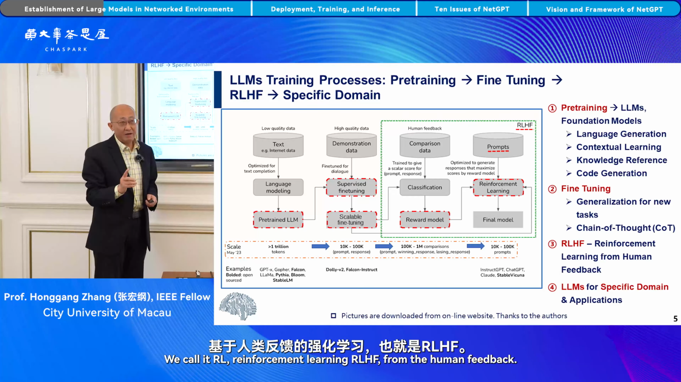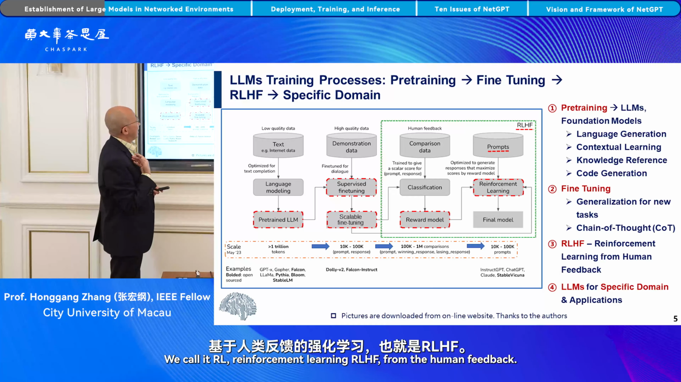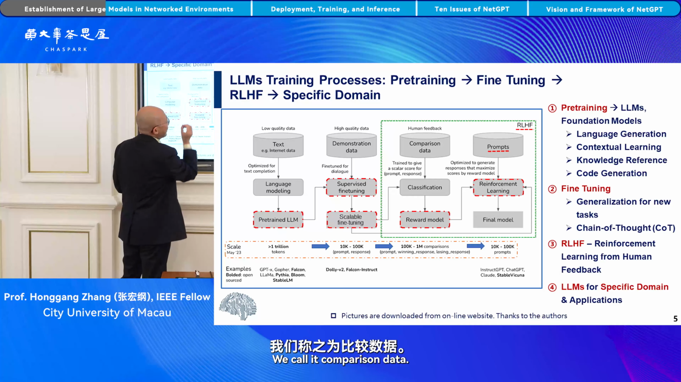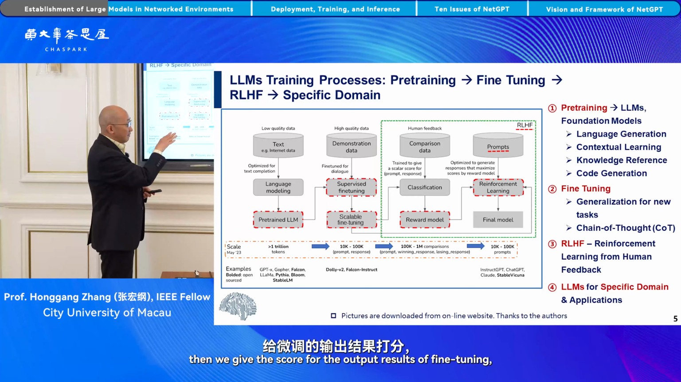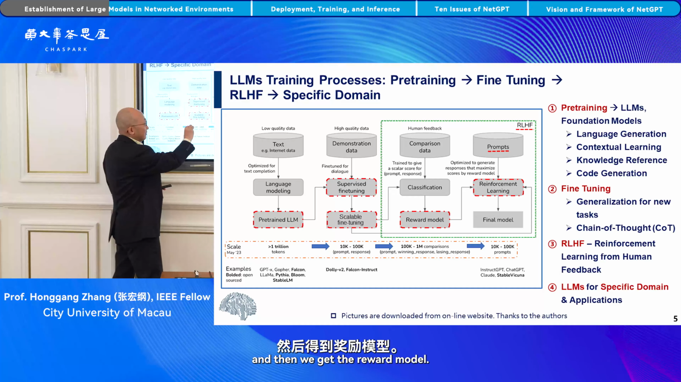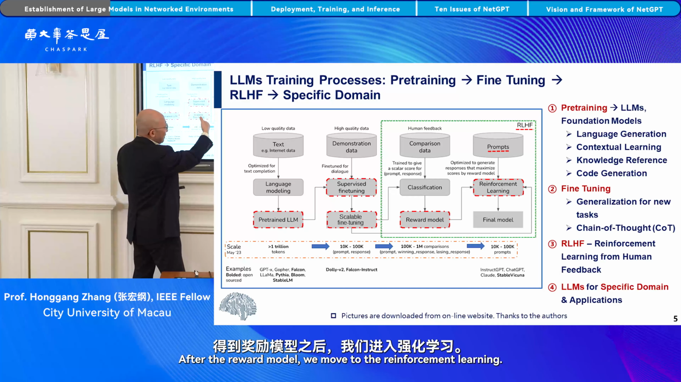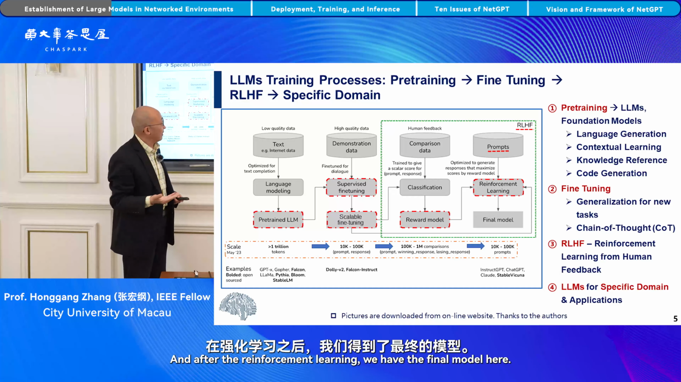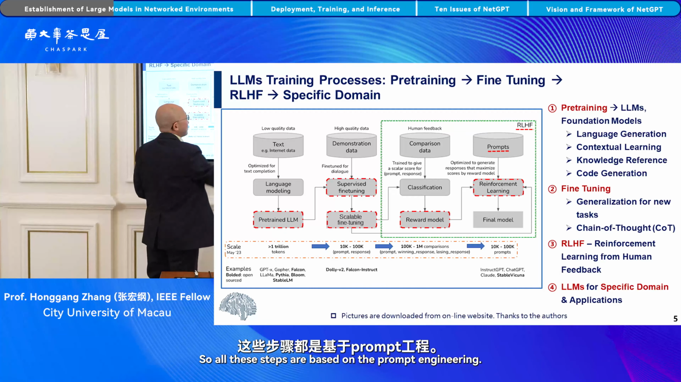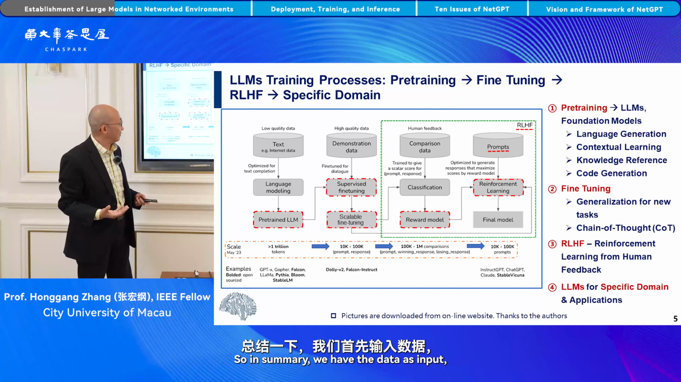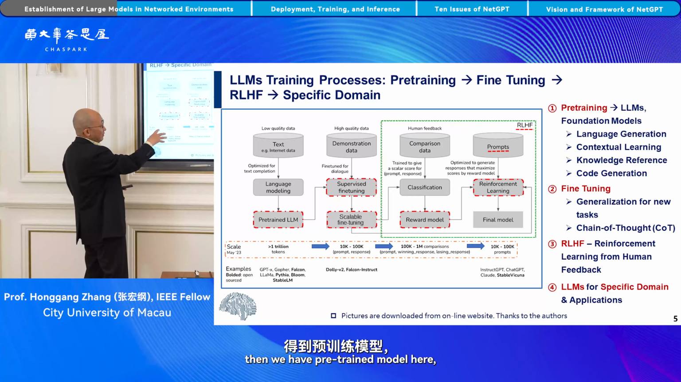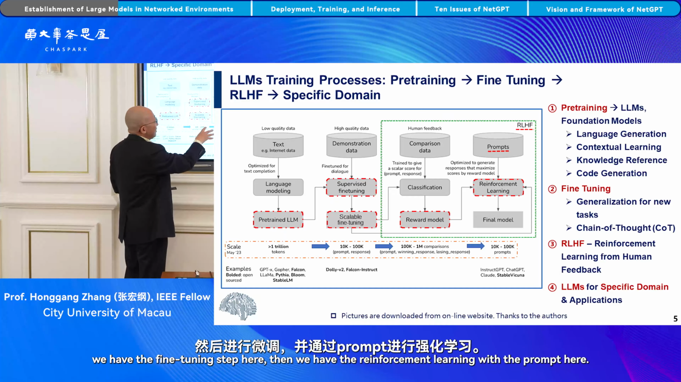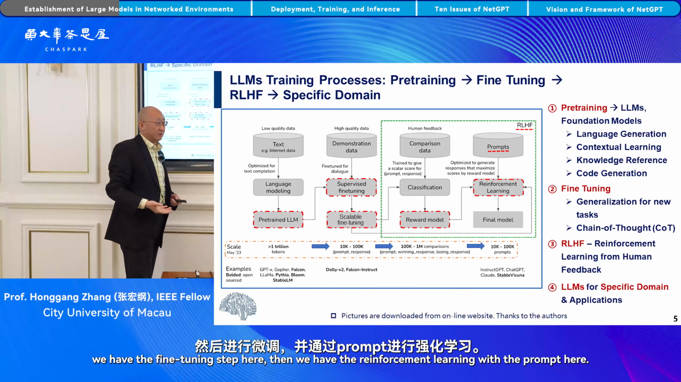After finishing the fine-tuning step, we move to the next step, which we call reinforcement learning from human feedback, RLHF. Here we have human feedback, which we call comparison data. From the human feedback, we give a score for the output result of fine-tuning, and then we get the reward model. After the reward model, we move to reinforcement learning, and after the reinforcement learning, we have the final model here. All these steps are based on prompt engineering. So in summary, we have the data as input, then the pre-training module, then the fine-tuning step, and then the reinforcement learning with the prompt.